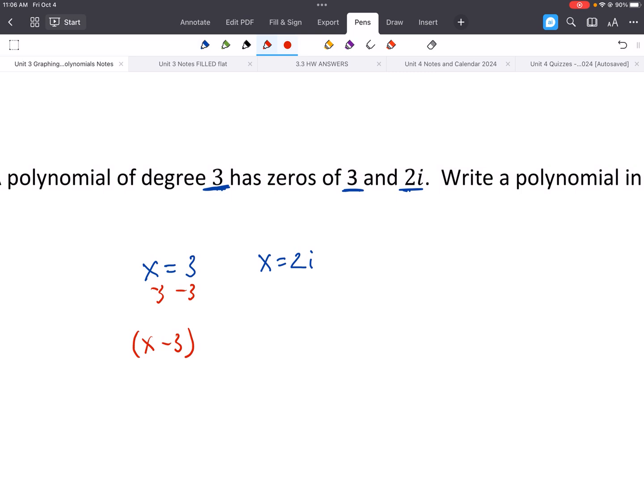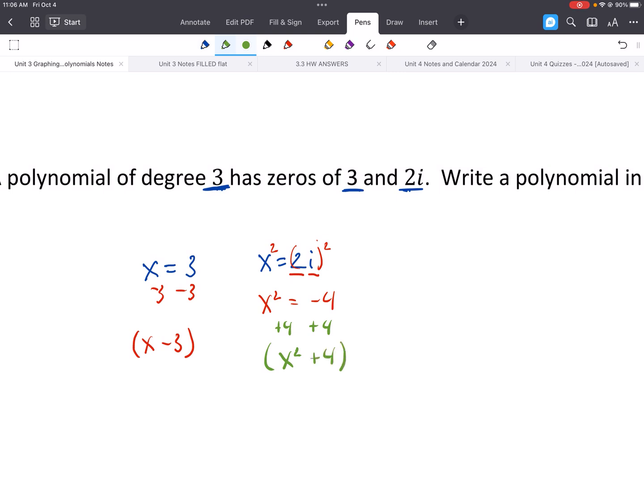So again, if you have an i, that means it was a square root of a negative. So we'll need to do its opposite. We'll want to square. So we get x squared equals negative 4. Again, 2 squared is 4, and i squared is a negative. Oops, sorry, there shouldn't be an i there. And then we'll just add 4 to both sides. So our other factor would be x squared plus 4.